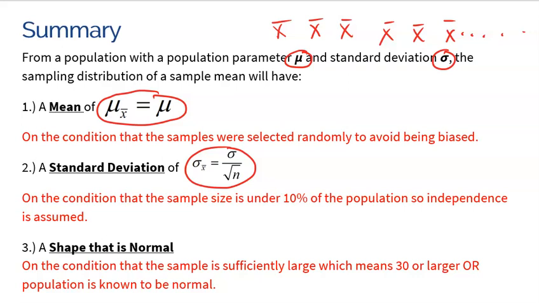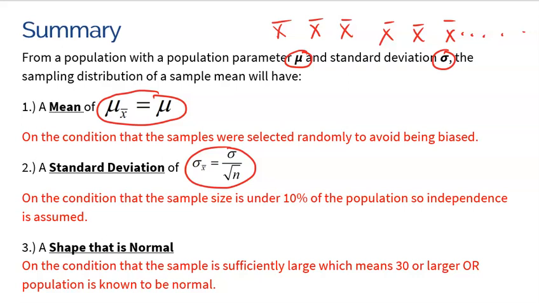And lastly, the shape is going to be normal, as long as central limit theorem tells us that our sample size is 30 or larger, or, as I just mentioned, even if your population is known to be normal, then honestly, you could use any sample size. So don't get too fixed on, I have to be 30 or larger. That is true if you don't know anything about your population, but if you know the population is normal, then under 30 is okay as well. So, that's it, guys. This is pretty easy.